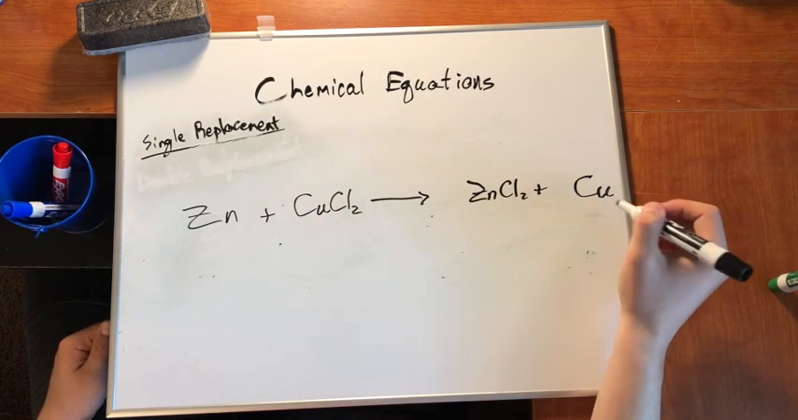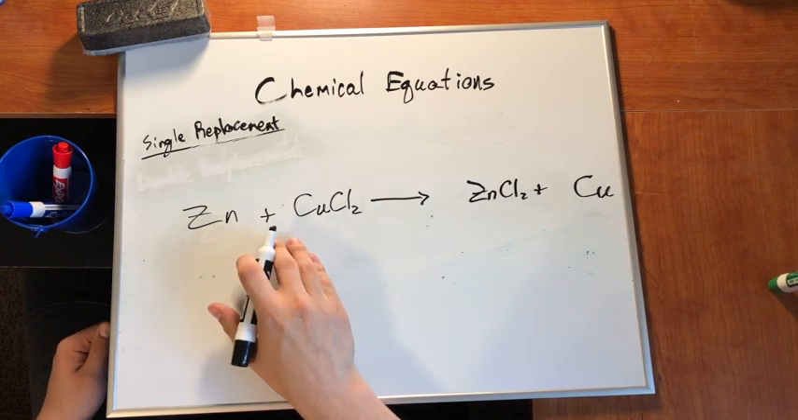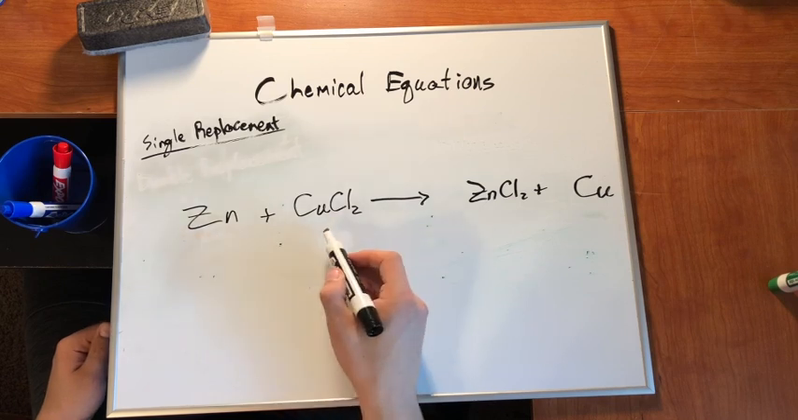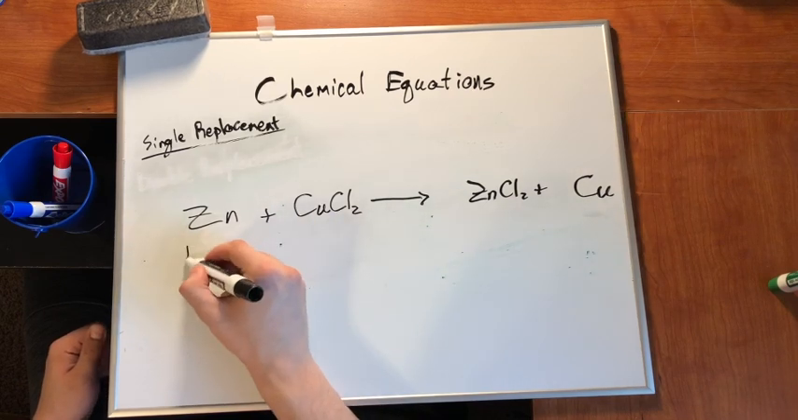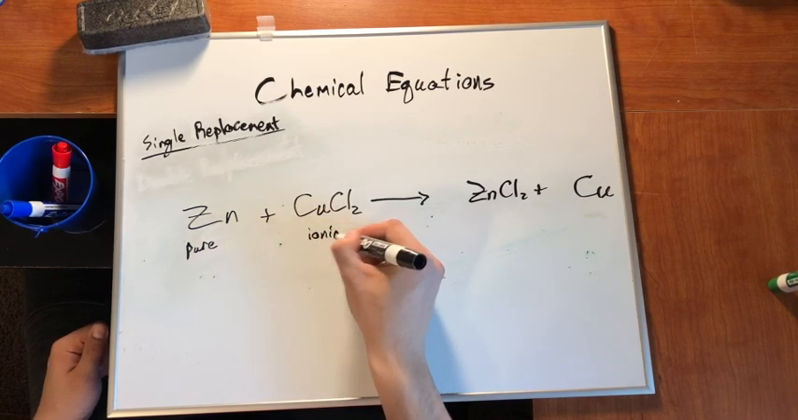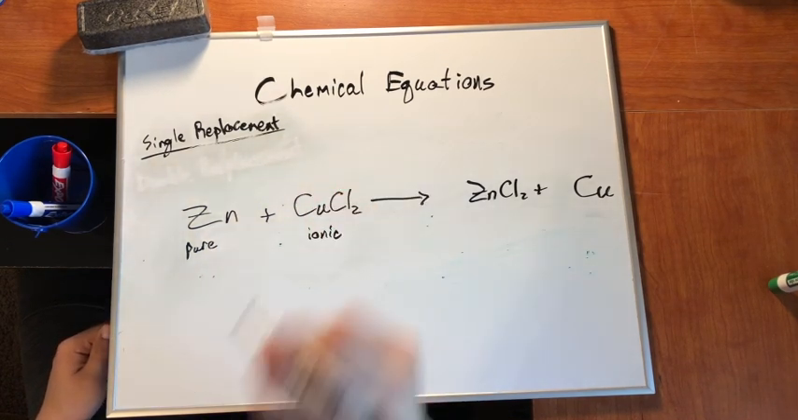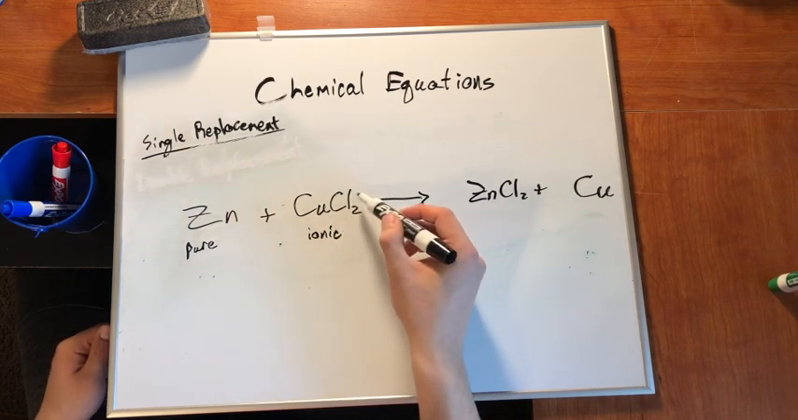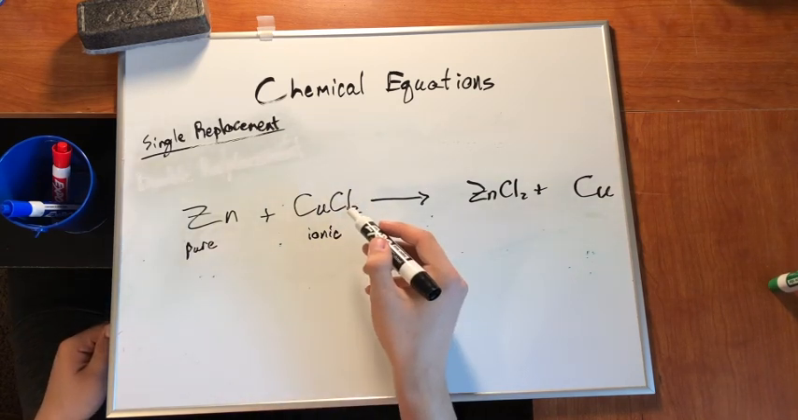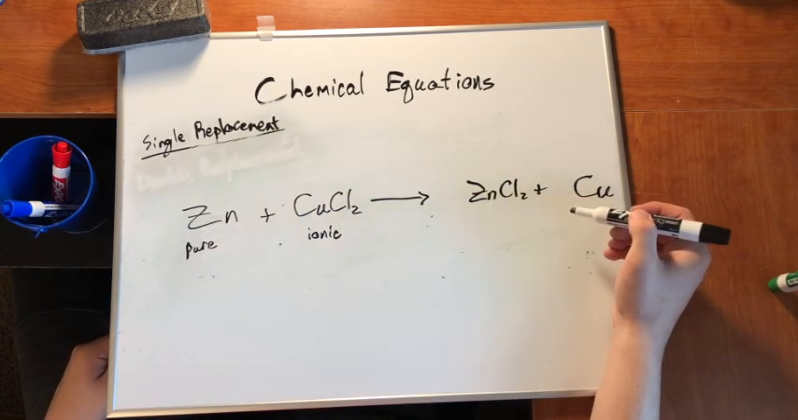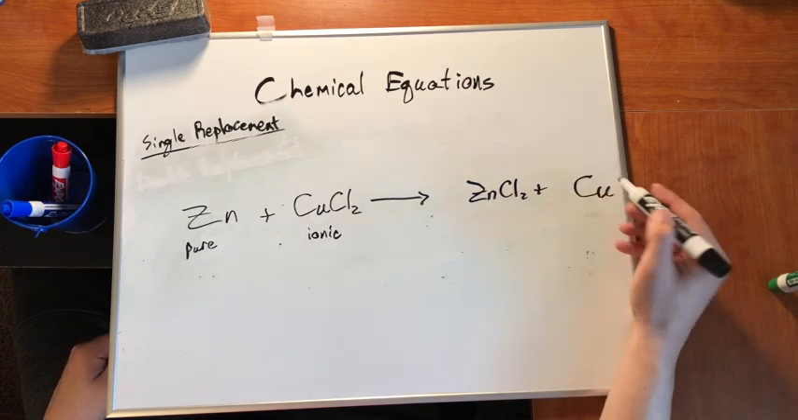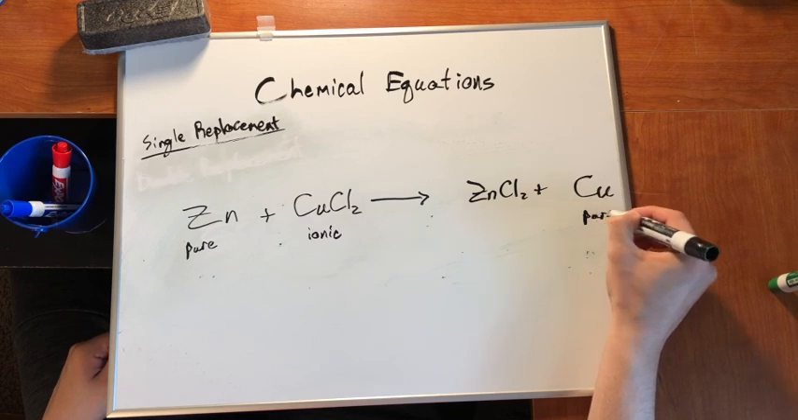Okay, and the reason it's called that is because on my reactant side, I have a pure metal, a pure element, and then an ionic compound. So I'll just make a note, pure, ionic, right? Copper 2 plus is my cation, Cl minus are my anions. I have 2 of them to balance this one. And we can see that on this side, now zinc is part of the ionic compound, and copper has gone to be a pure element.